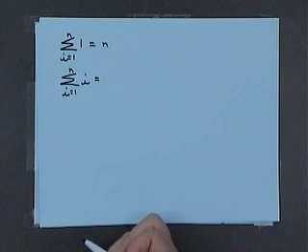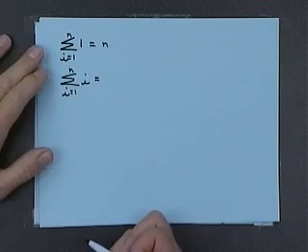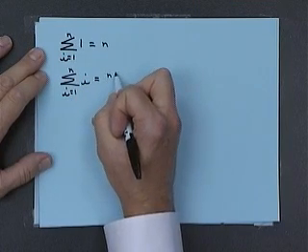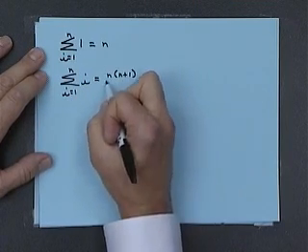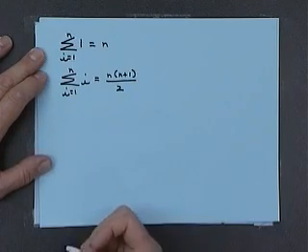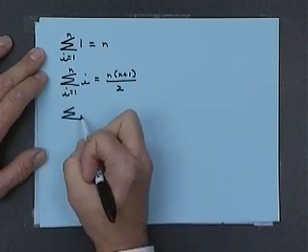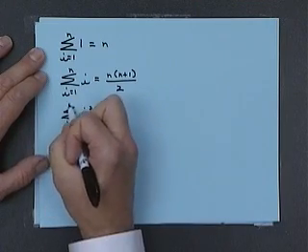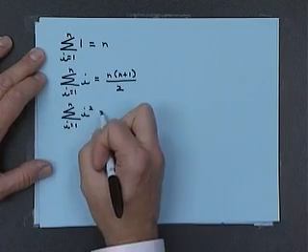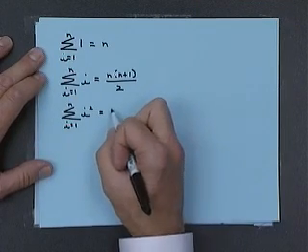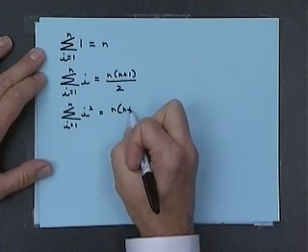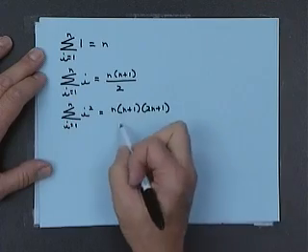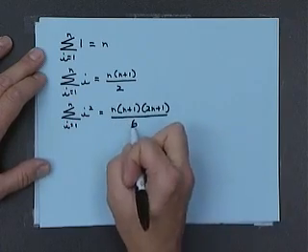The sum of consecutive integers from i equals 1 to n. What did we decide that was? n times 1 more than n, all over 2. And the sum of consecutive integers squared from i equals 1 to n. That one's kind of an ugly one. n times n plus 1 times 2n plus 1, all over 6. That's what we just used in the rest of that problem that we finished up.